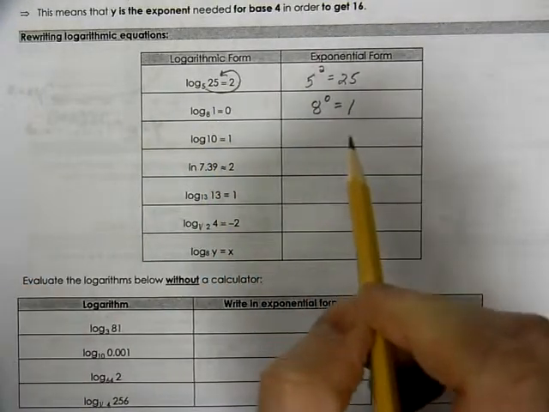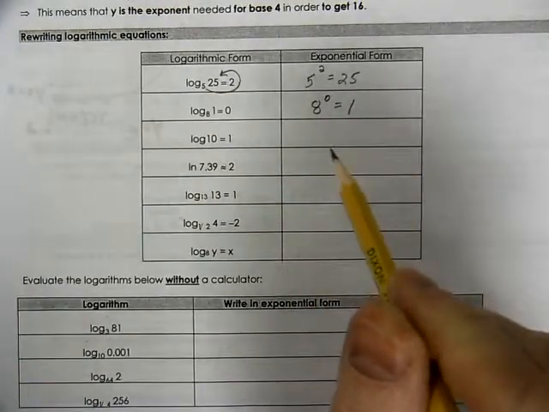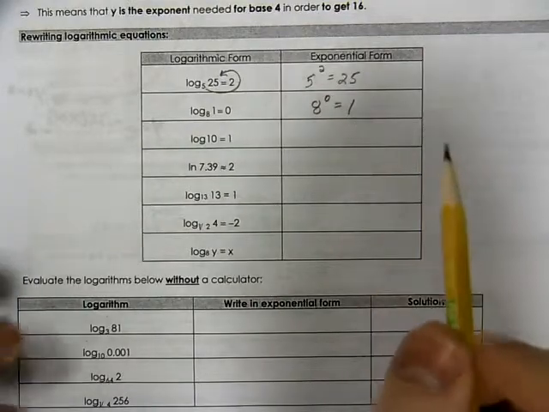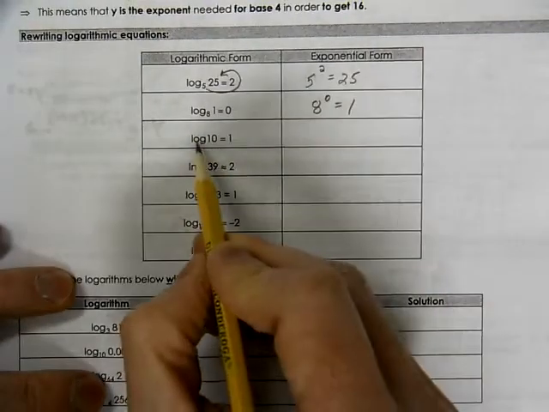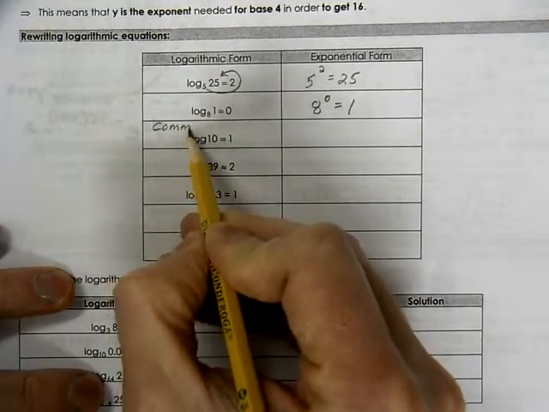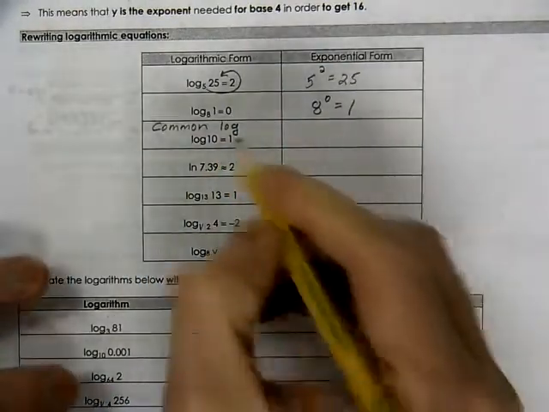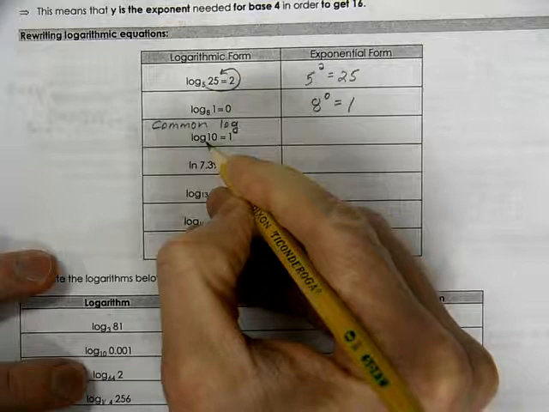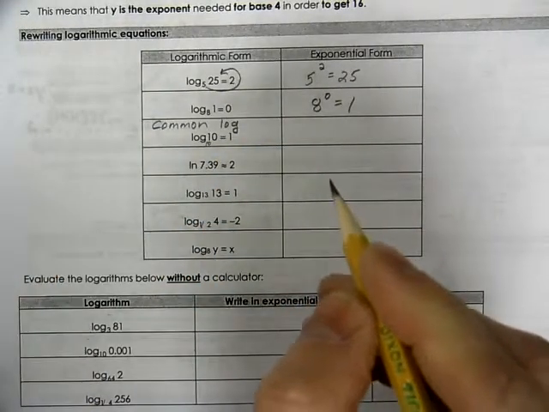You're probably more comfortable understanding the exponential form. The logarithmic form is what we're learning now. Notice how this doesn't have a base. This is called the common log. Your calculator can do the common log. It has a base 10. If it's not written, it means that there's a 10.